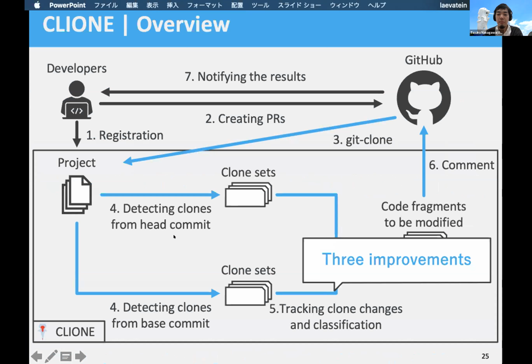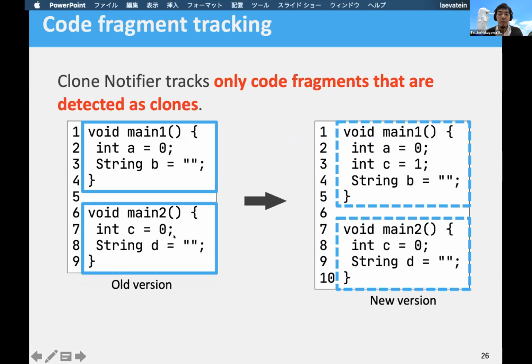Additionally, we add 3 improvements for more accurate clone tracking than Clone Notifier. In this presentation, we describe only one of them due to time limitations. One of our improvements is tracking not only clone instances, but also all code fragments, such as methods or blocks in the project. Clone Notifier treats only clone instances, which are code fragments detected as clones, as tracking targets.